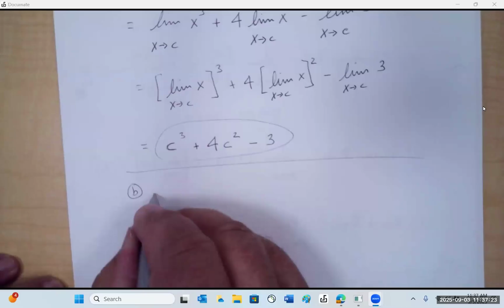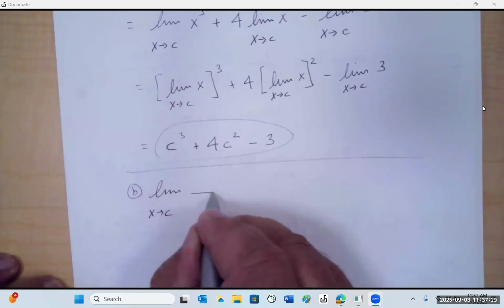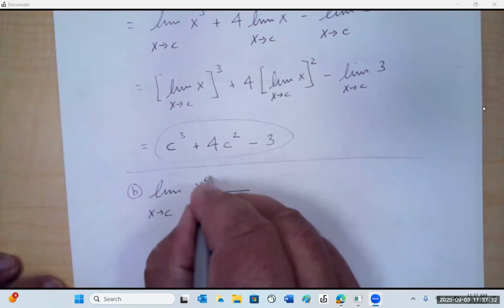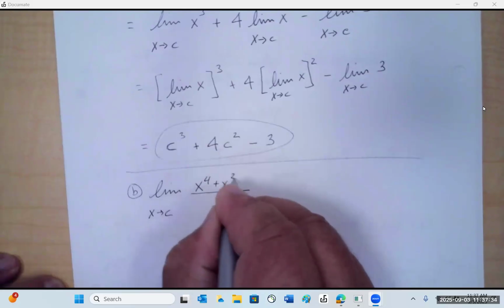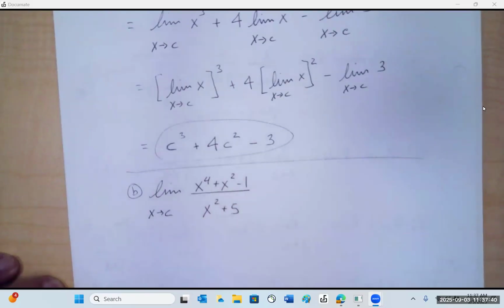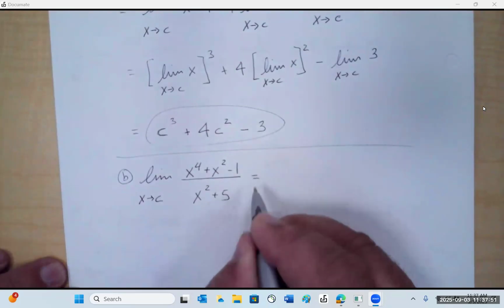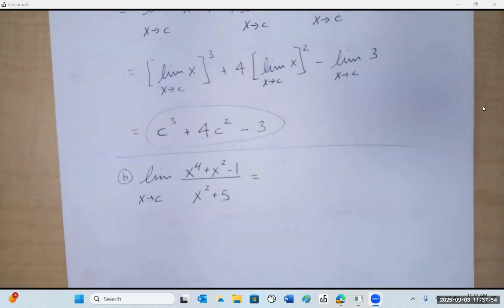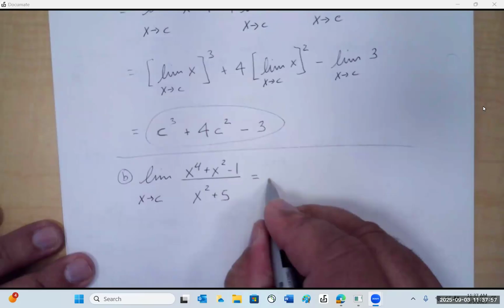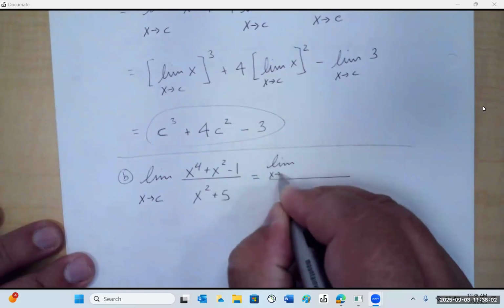Let's look at B. The limit as x approaches c of x to the fourth plus x squared minus 1, over x squared plus 5. Since it's a quotient, basically what it's telling us is I could take the limit of the top and the bottom separately.